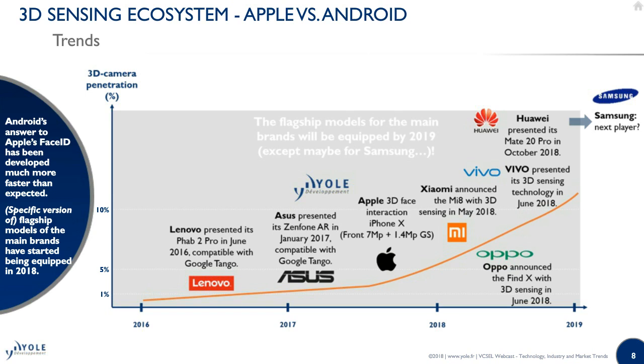Xiaomi and Oppo were the quickest on the draw with the Xiaomi Mi 8 Explorer edition and the Oppo Find X models that were presented in the second quarter of 2018. Vivo then in June also presented its 3D sensing technology, and more recently Huawei unveiled its P20 Pro integrating such a function, I think it was 2 weeks ago. So the question is, will Samsung be the next player?